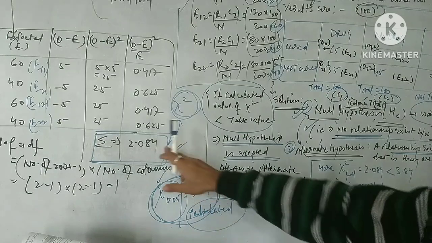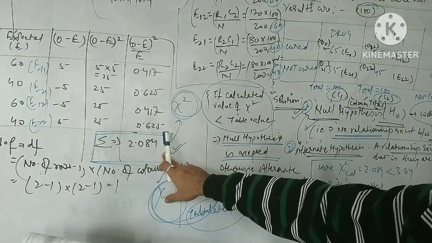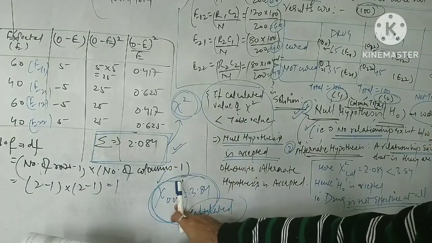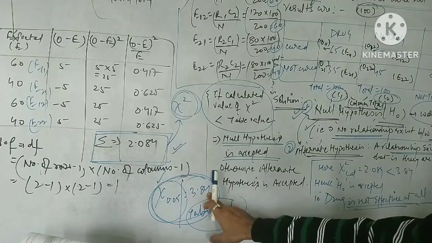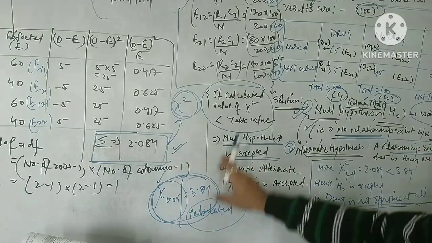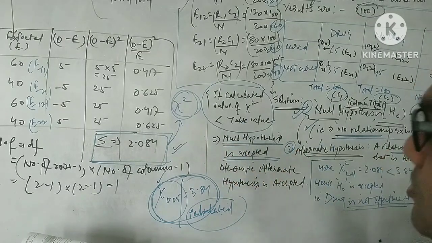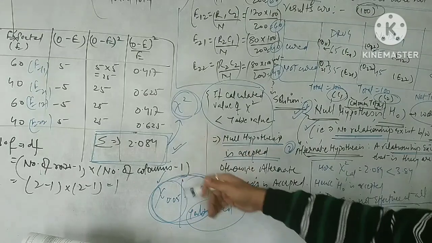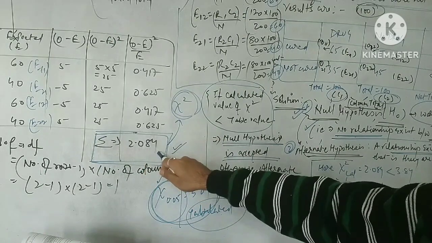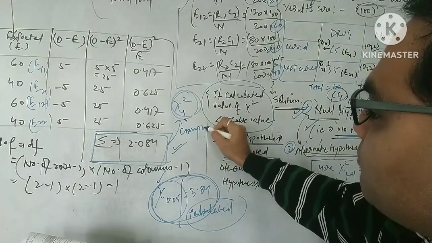We have to compare our calculated value of chi square with this tabulated value. If the calculated value comes less than the tabulated value, the null hypothesis is accepted. Otherwise, the alternate hypothesis is accepted. So if we compare, we see that the computed value of the chi square is less than this value.